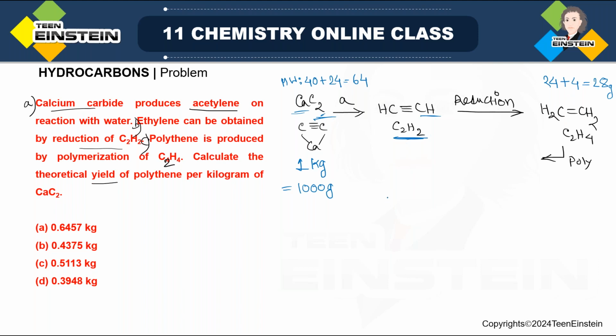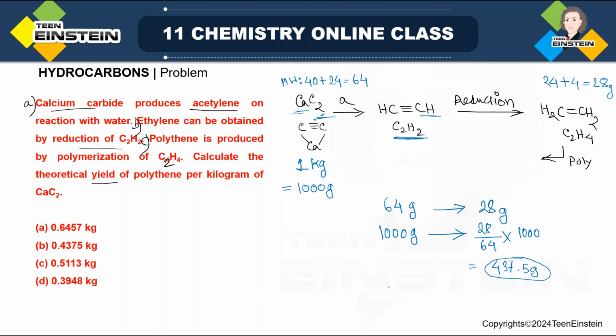So now we will do the calculation. From 64 gram of CaC2, we are getting 28 gram. So we are calculating theoretical yield, right? So from 1000 gram, it will be 28 divided by 64 multiplied by 1000, and this will be in terms of gram. So the answer will be 437.5 gram.